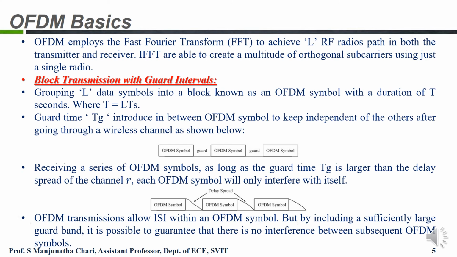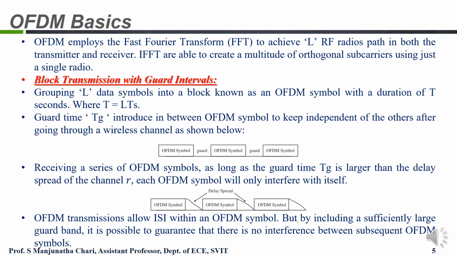Yes, moving on to OFDM basics. In OFDM we are using FFT, that is fast Fourier transform, to achieve L RF radio paths, or we can say L subcarriers for a transmitter as well as a receiver. Here IFFT is also used to create orthogonal subcarriers using just a single radio frequency. Yes, how it is done we will see.